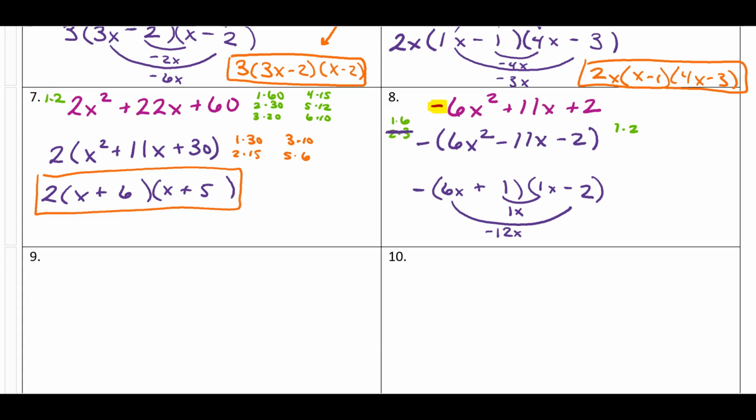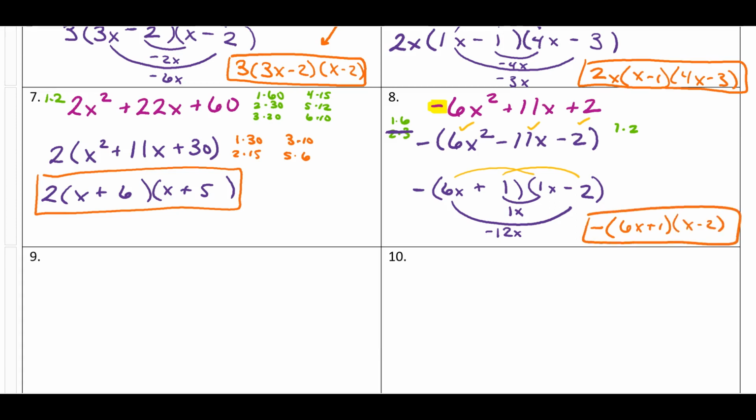And notice when I'm checking this off, I'm checking at the beginning. 6x times x is 6x squared. 1x minus 12x right here. I'm checking this middle part because that's the polynomial I'm now factoring. And then 1 times negative 2 is negative 2. So my polynomial here checks out, and if you were to multiply the negative back, you would get the original answer. Okay, so our answer is going to be negative 6x plus 1 times x minus 2.